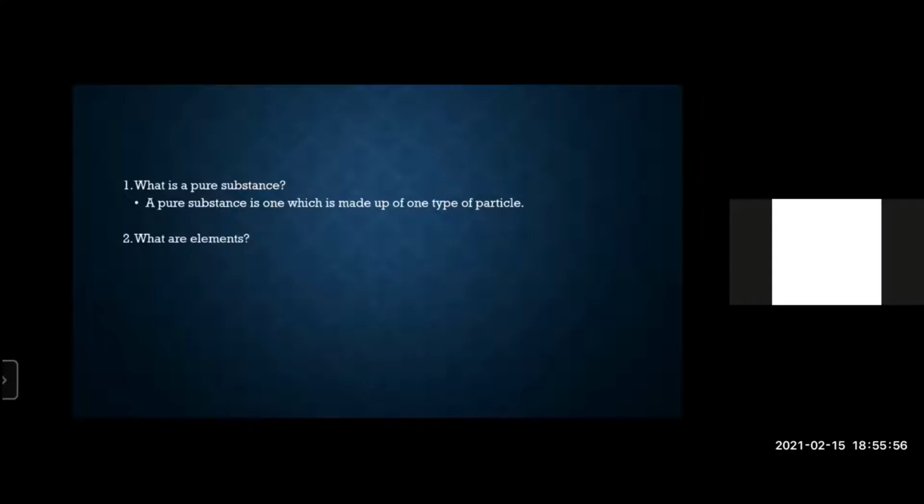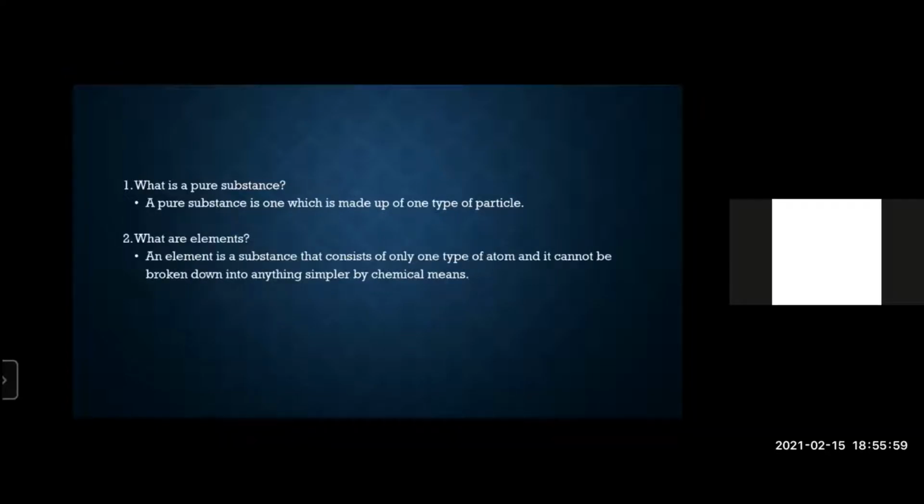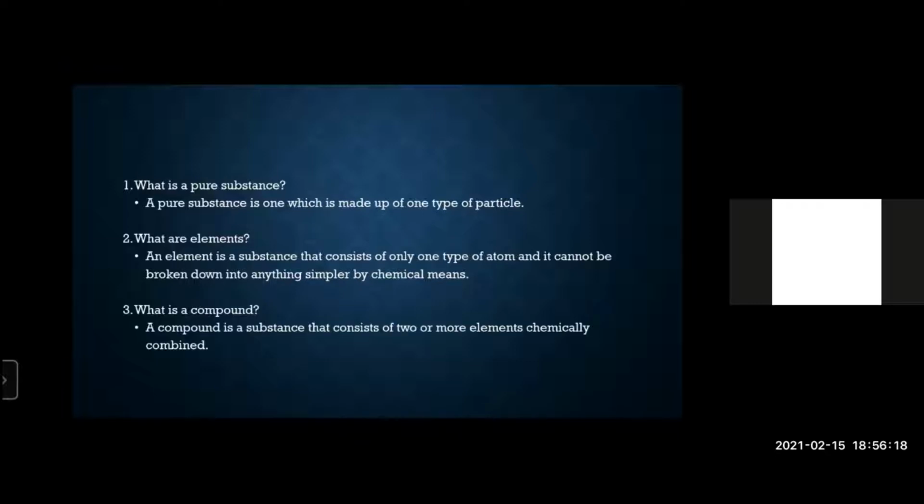An element is a substance that contains only one type of atom and it cannot be further broken down by chemical means. Then what is a compound? Where hydrogen and oxygen are elements, H2O is a compound when hydrogen and oxygen, two elements, combine chemically together and they form a compound. Compounds and elements both are pure substances because an element such as hydrogen is just made of one type of particle, that is hydrogen. A compound such as water is made of only one type of particle, that is H2O.